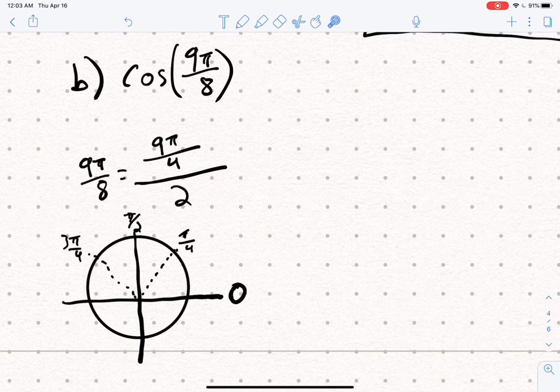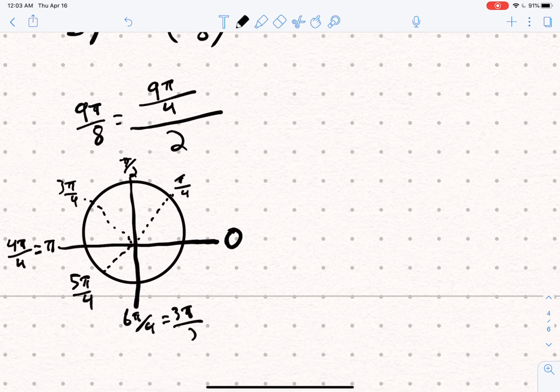And then continuing up to here, this gets us to 4 pi over 4, which is just the same as pi. So that's like 180 degrees is pi. Now we're not there yet. We're looking for 9 pi over 4. That's what we're trying to find here. So we keep going. 4 pi over 4. This one down here is going to be 5 pi over 4. This one is going to be 6 pi over 4, or we can cancel and make that 3 pi over 2. Oopsie. This one down here is 7 pi over 4.